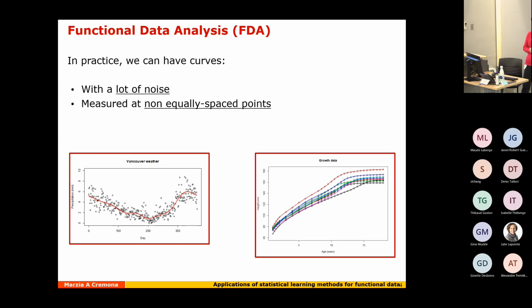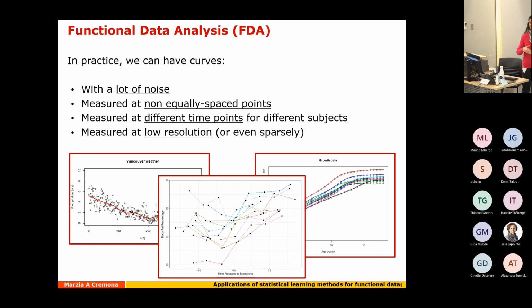Another problem that we can have is that the curves can be measured at non-equally spaced points. For example, here we have growth curves for children. We have age on the x-axis and the height of these children on the y-axis. We can see that we have a lot of measurements at the beginning for babies, basically. Then we have measurements only once every year. And then at a certain point, we start having measurements every six months.